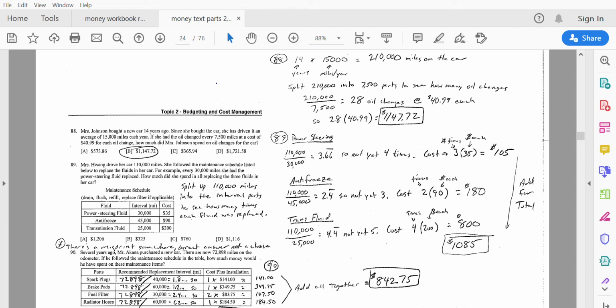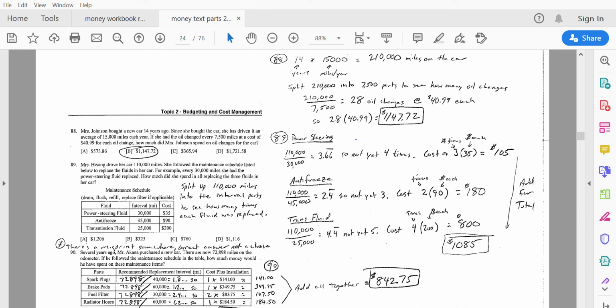So what we need to do is split up the 110,000 miles into the interval parts to see how many times she has to replace each of these. Okay, so power steering fluid, she has 110,000, every 30,000 to replace it. So it comes out to be 3.66. Now, it hasn't got to the 4th time yet, so she hasn't had to pay for a 4th change yet.